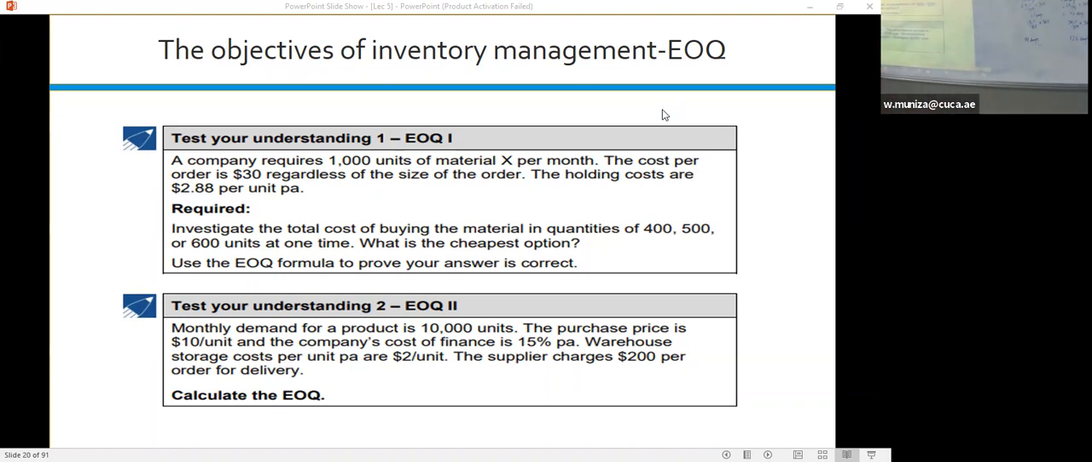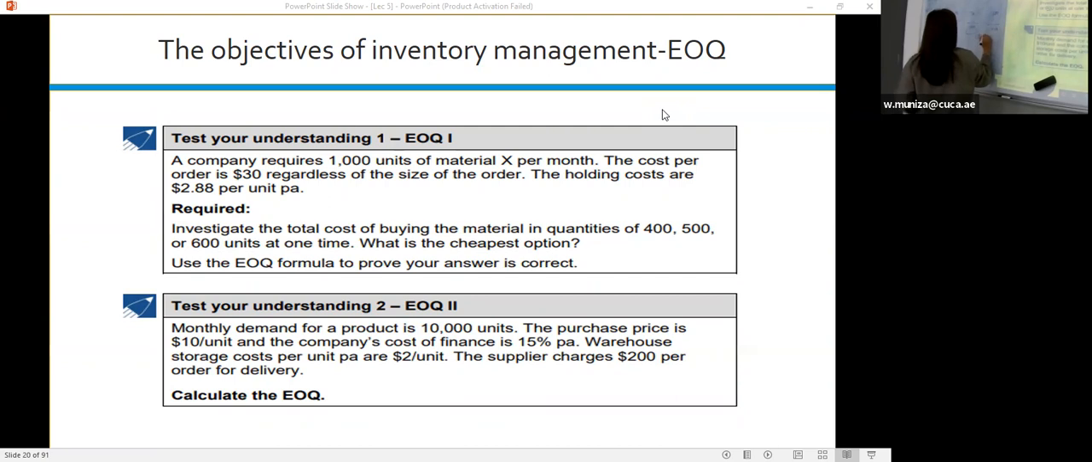Okay, so calculate the total now. 576 plus 900 is 1476. Then 1440, then 1464. So which one is the most economic quantity? 500. 500 units is the EOQ.